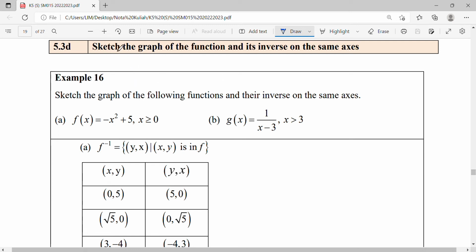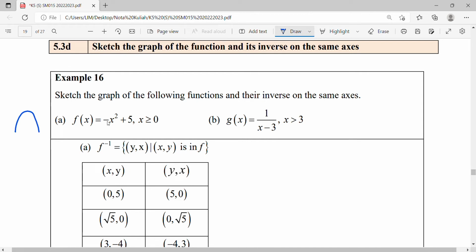Next, we're going to sketch the graph of the function and its inverse function. So for this example, sketch the graph of the functions and their inverse on the same axis. The first function is a quadratic function. You'll notice that for this quadratic function, it only takes a part of it, which is x greater than 0. This is a negative quadratic, which means the graph is shaped like a hill.